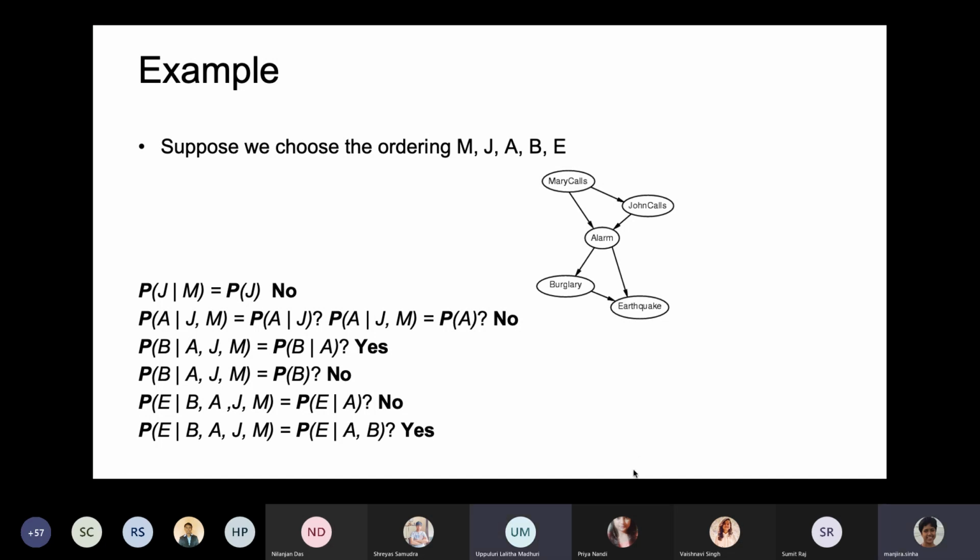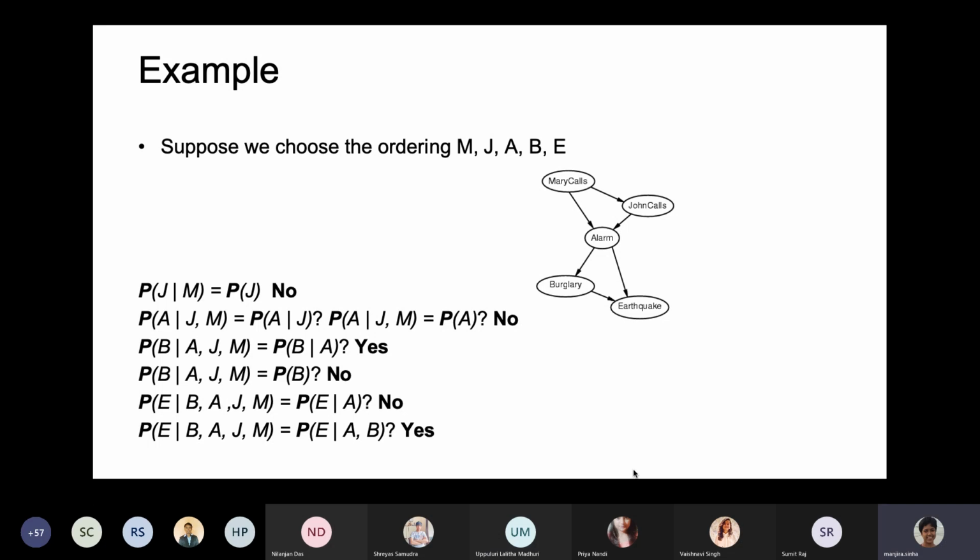Ma'am, do we need to check the second immediate parent also? In the previous cases, we only checked for alarm. We didn't check for J also in the burglary case. But in the earthquake case, we have checked for alarm and burglary both.